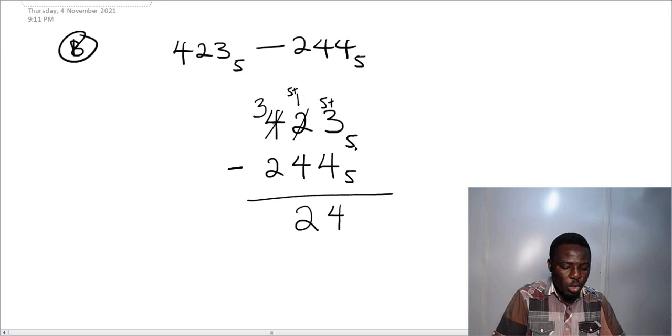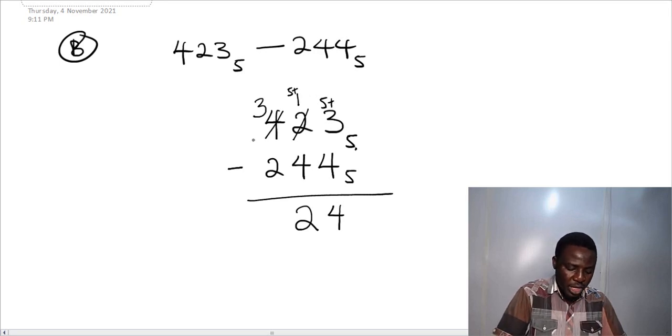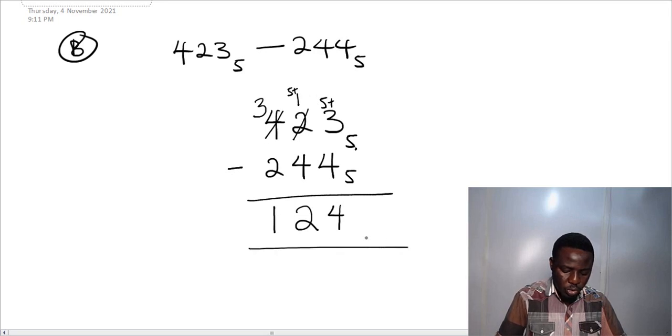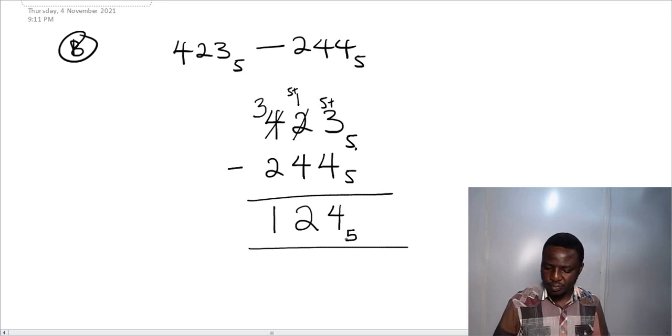Remember, whatever you borrow from the higher place values is equivalent to the base you are operating on. That's why in this case, whatever we borrowed is said to be 5. Now 3 minus 2 is 1. So our answer now becomes 124 base 5.